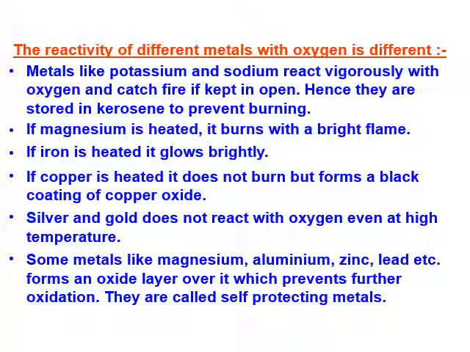Some metals like magnesium, aluminium, zinc, lead, etc. form an oxide layer over them which prevents further oxidation. That is why they are known as self-protecting metals.